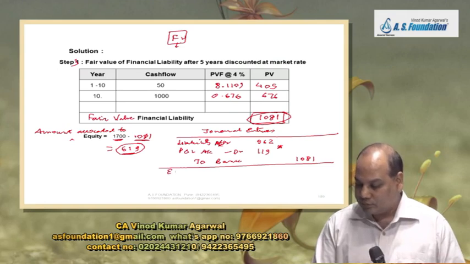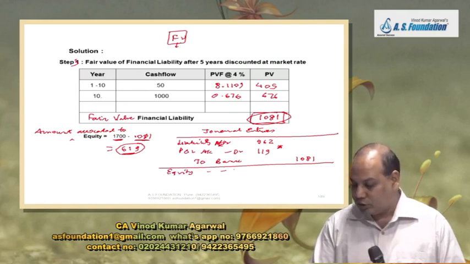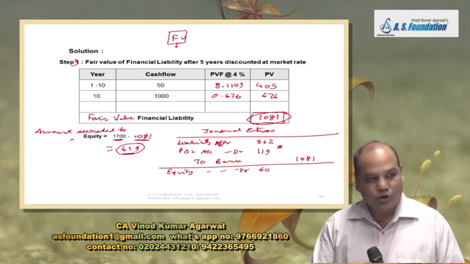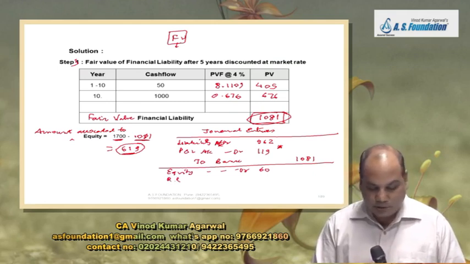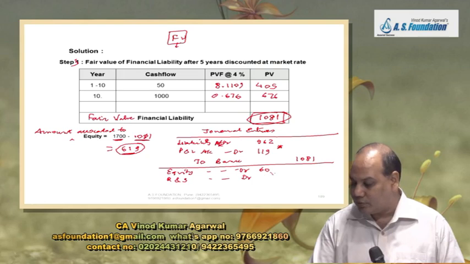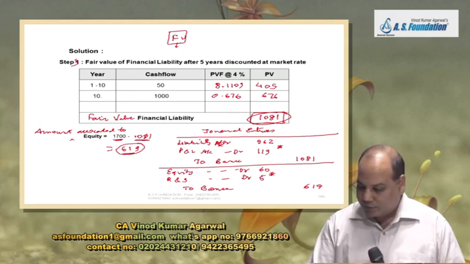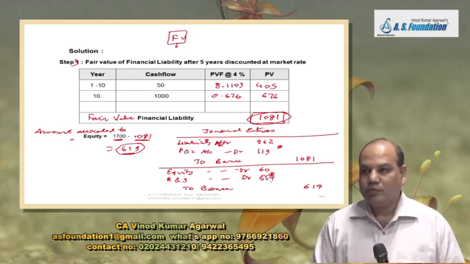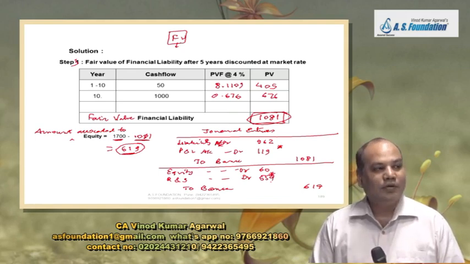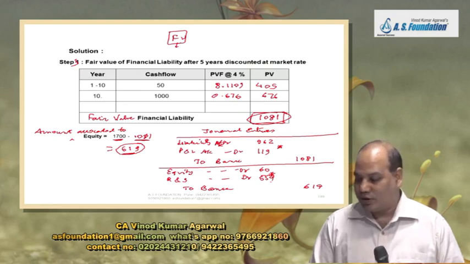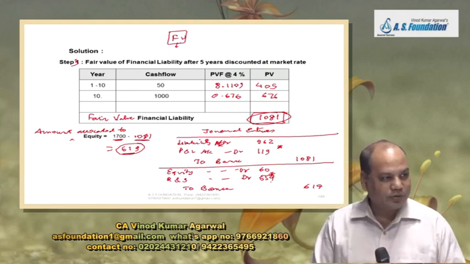And next entry, equity account debit 60, book value closed, reserve and surplus debit balancing figure 559, and to bank 619, the amount paid towards equity. So honestly tell me, who got it right? Huh? So you could not reach that number. Okay, at least you tried up to this.